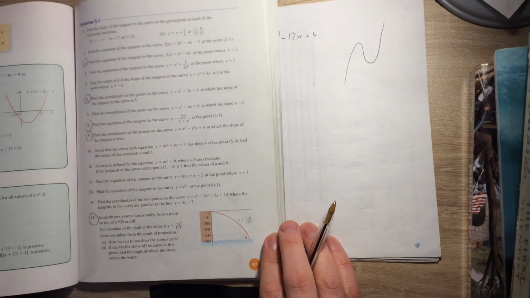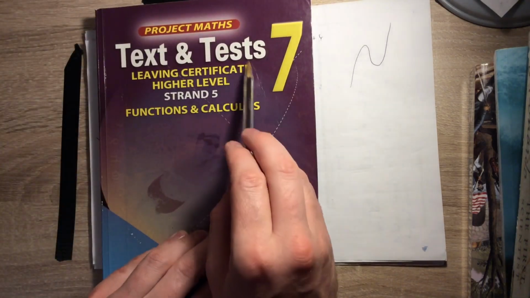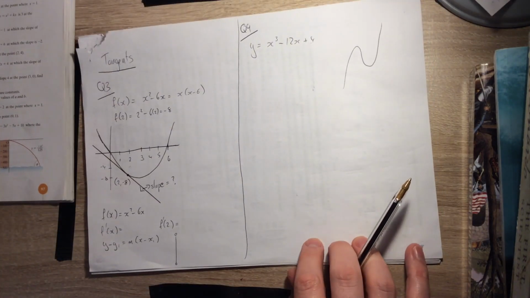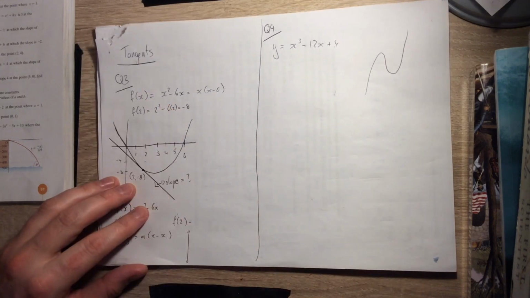Hi guys, we're jumping ahead here to the next chapter. If you're on book 7, it's chapter 3, page 97. Otherwise, look at the title. We're looking at tangents as our topic here.